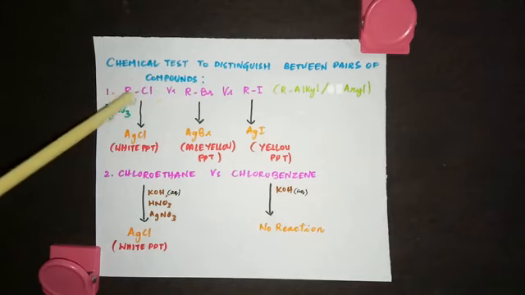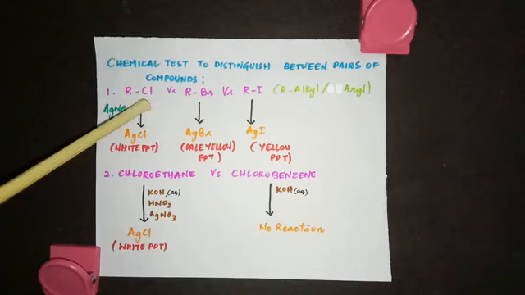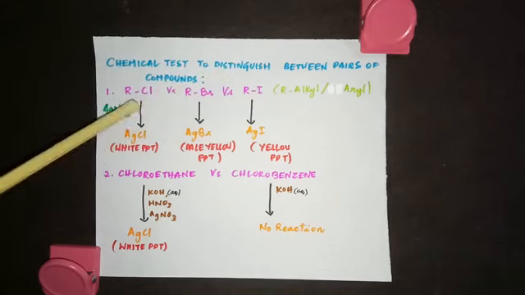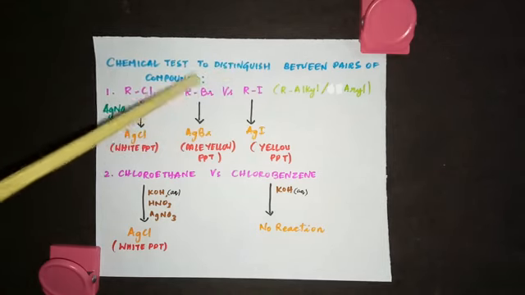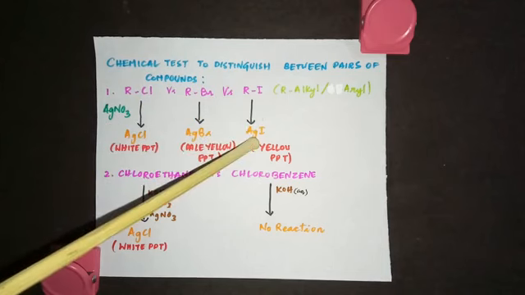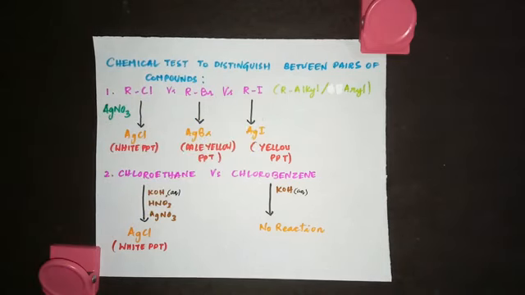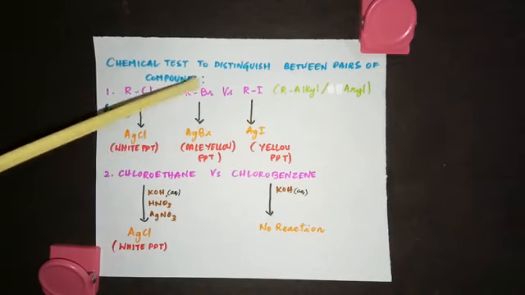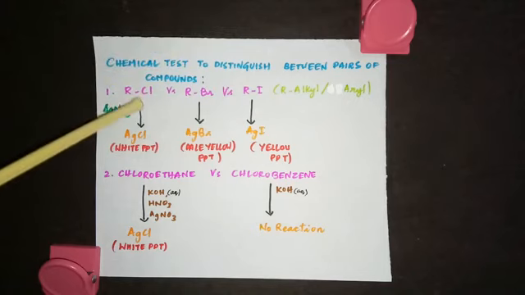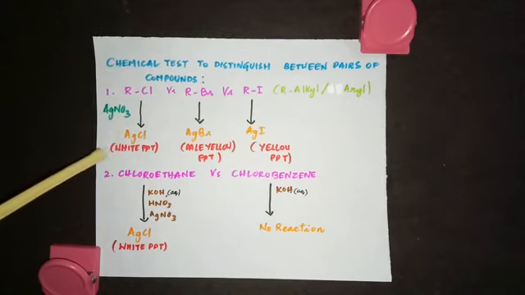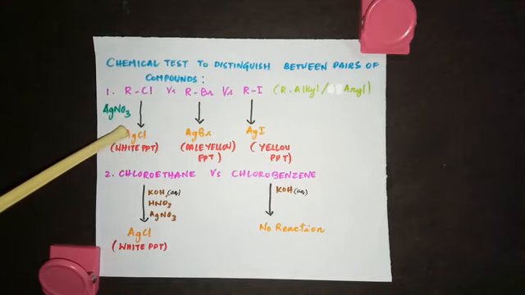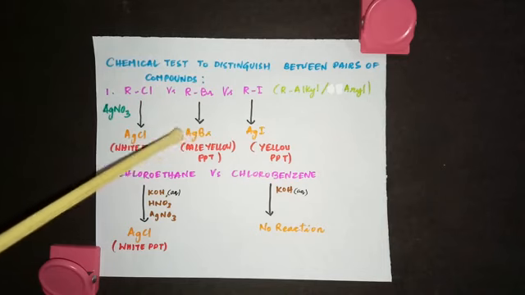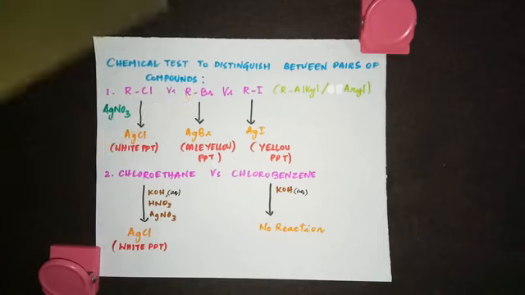So the first one: if you have any alkyl part but the halogen part is different, a chloride, bromide, or iodide, how do you distinguish between an alkyl chloride, alkyl bromide and alkyl iodide, or it can be aryl chloride, aryl bromide or aryl iodide. No matter what the R part is, you are going to distinguish between chlorine, bromine and iodine. What you have to do is treat it with silver nitrate. If you get a white precipitate because of the formation of AgCl, then the compound is RCl. If you get AgBr, a pale yellow precipitate, then your compound is RBr.